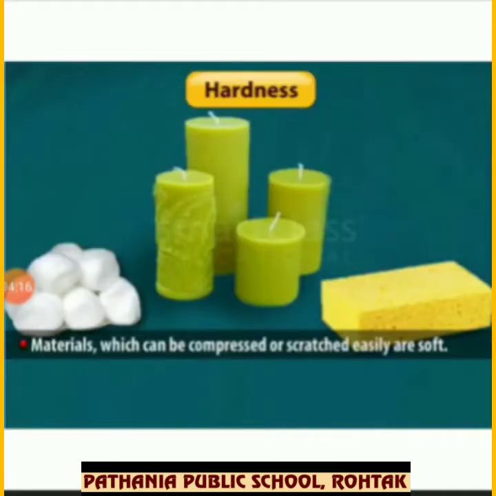Materials which can be compressed or scratched easily are soft. As you can see, these are examples of soft materials like sponge, cotton, candle wax. All these are materials which we can easily cut, easily bend, or easily scratch.